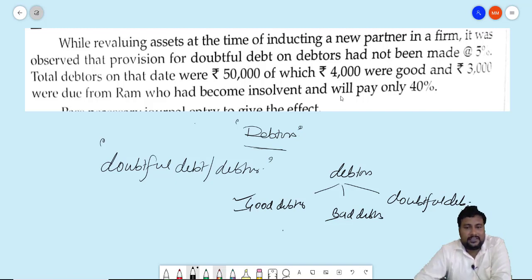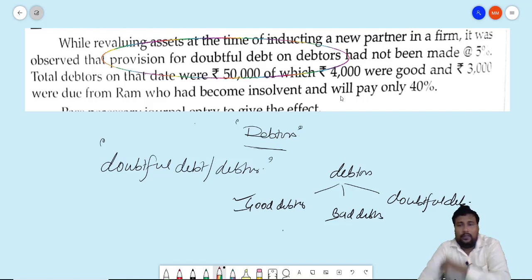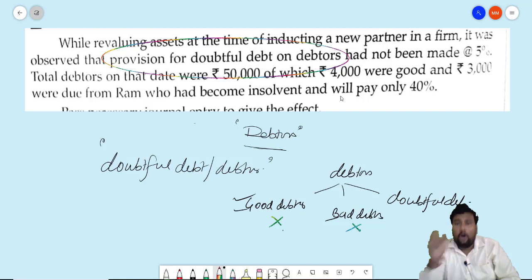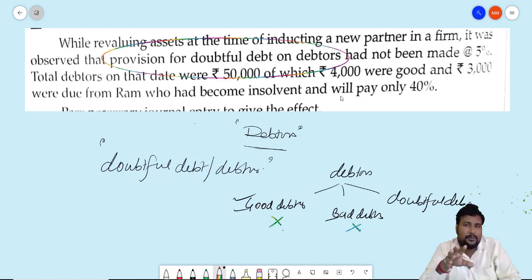Now, why are we discussing this? Because always remember that provision for doubtful debts on debtors will always be calculated on those debtors who are doubtful. Provision for doubtful debts will not be calculated on good debtors. It will not be calculated on bad debtors, and it will be calculated on the doubtful debtors. So this is the soul of this question, the concept of this question: provision for doubtful debts will be calculated on the doubtful debtors only, not on good, not on bad. Now, how will we find out? Let's see this particular question.